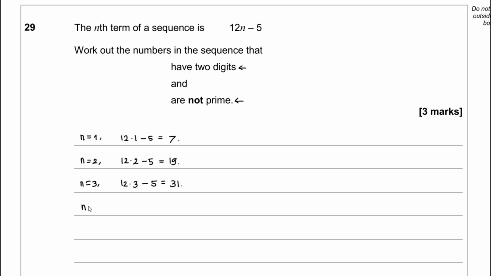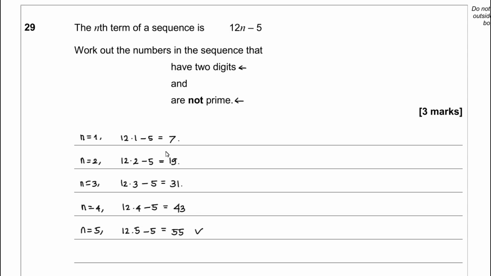Let's carry on. n equal to 4, then it's 12 times 4 minus 5. It's 48, take away 5, it's 43. And again, it's still a prime number. n is equal to 5, 12 times 5 minus 5, then it's 60, minus 5 is 55. And finally, we have 2 digits, which is not a prime number. So we can take this one.